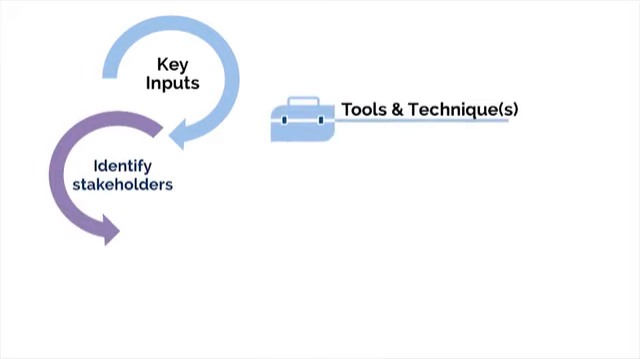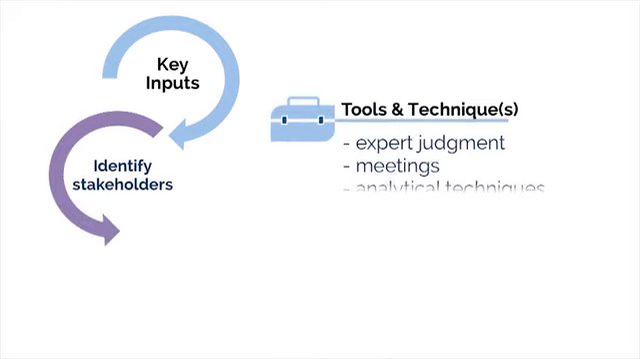The tools and techniques are expert judgment. With expert judgment, the project manager can leverage the knowledge of key team members as well as best practices within the organization to determine the level of engagement required at each stage of the project from each stakeholder. For example, at the beginning of the project, it may be necessary for senior stakeholders to be highly engaged in order to clear away any obstacles to success.